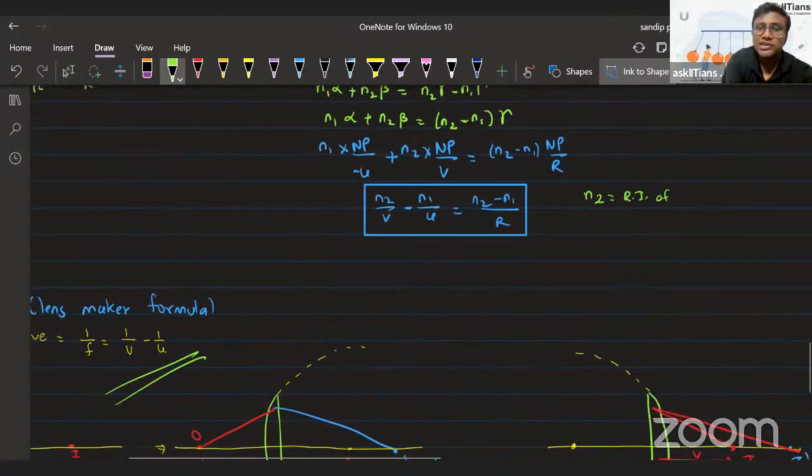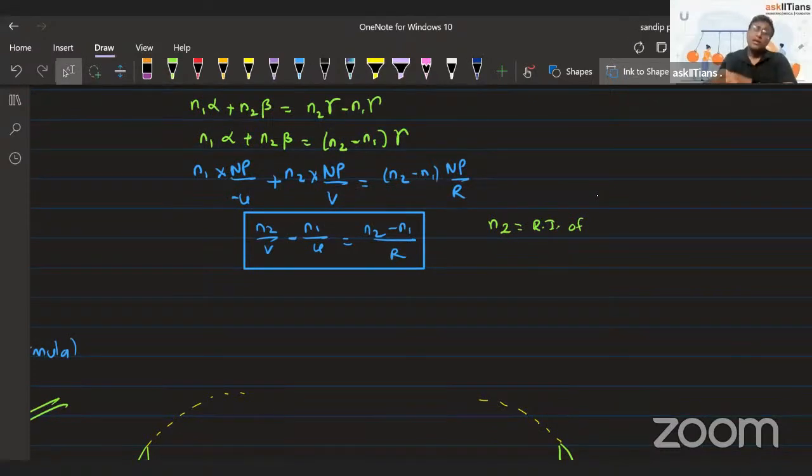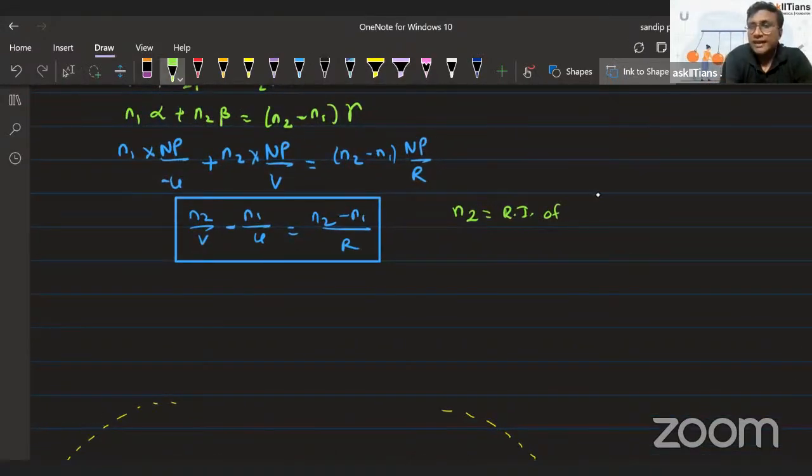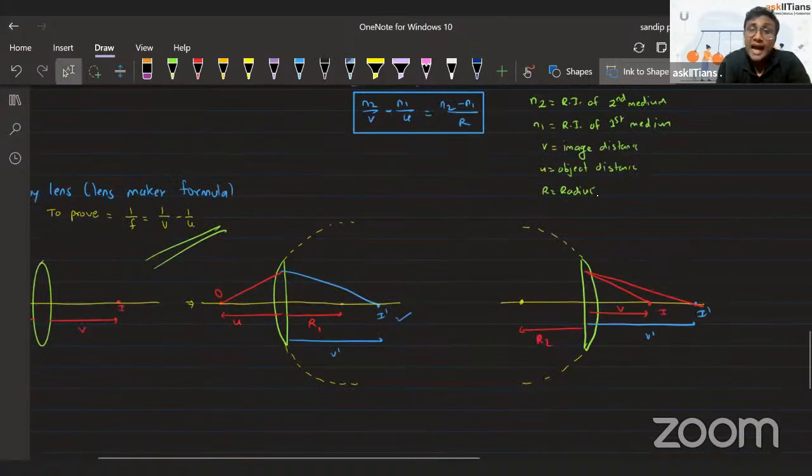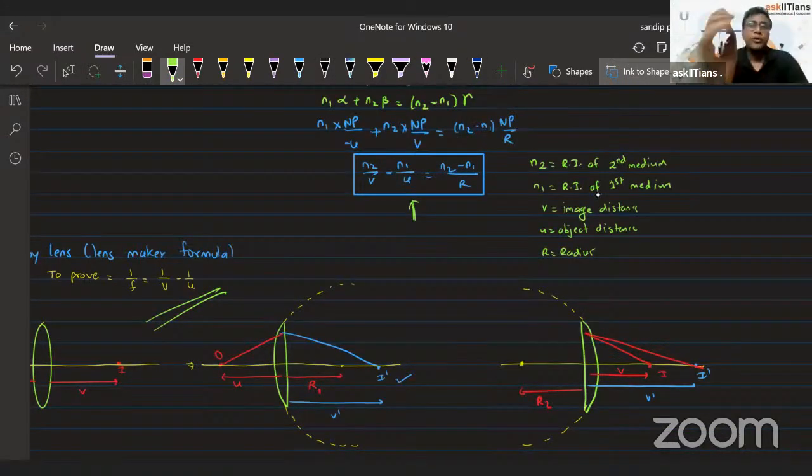So both these derivations are important. They have asked this derivation in previous years also. N2 means refractive index of second medium. N1 is the refractive index of first medium. V is the image distance. U is the object distance. R is the radius of curvature. So for both the parts, we are going to use this one, right? And ultimately, this basic master formula we are going to use, right?